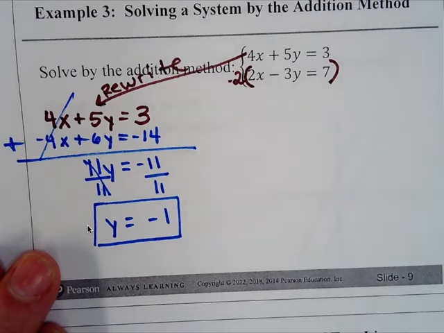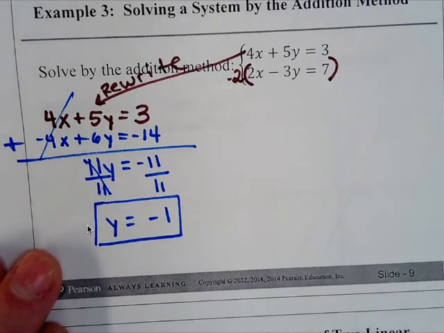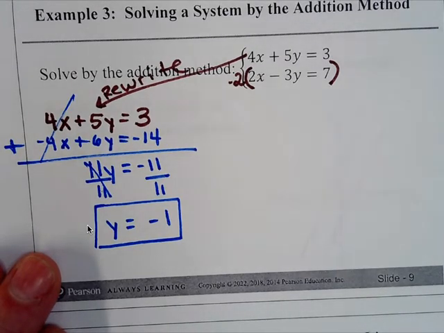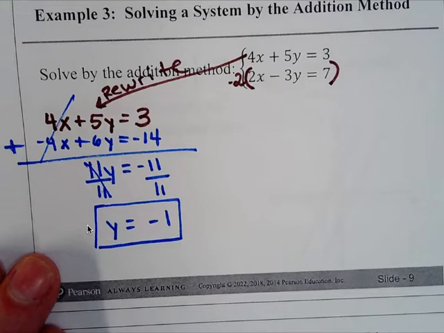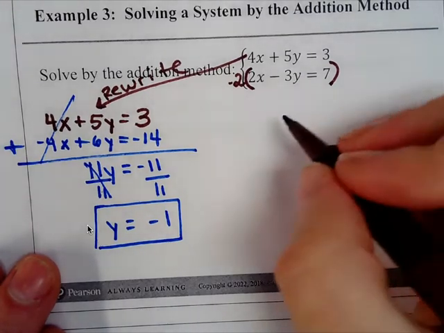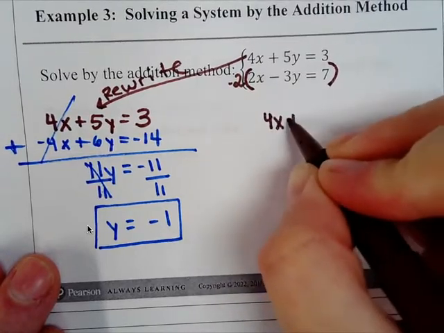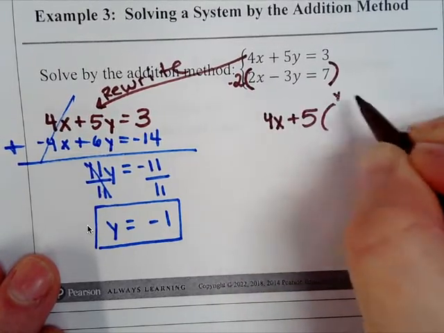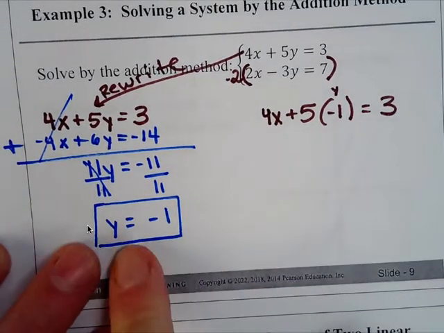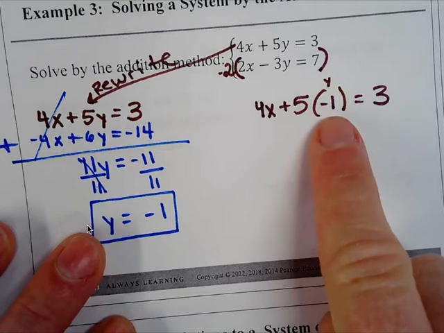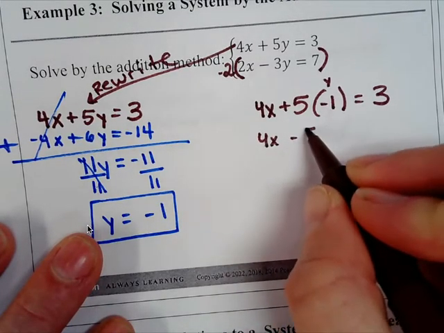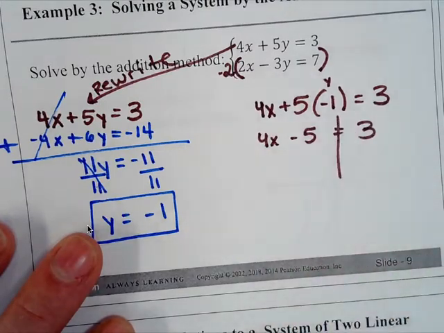We've got to find the other variable. So we're going to sub in the -1 for y in one of the other equations. Which equation would be easier to deal with? The top one? Why the top one? Yeah, no negatives. So we'll sub in the -1 for that y value and solve for x. So I know y is -1, so I'm replacing y with -1 here. So I get 4x minus 5 equals 3.